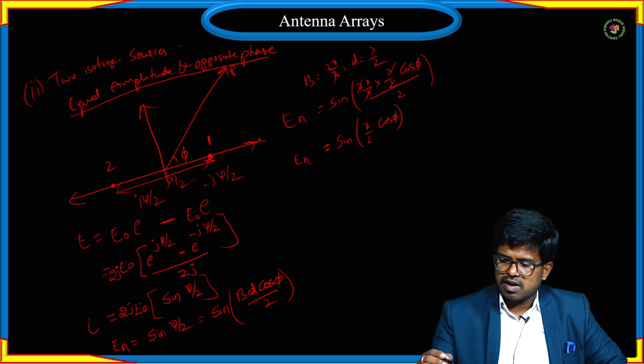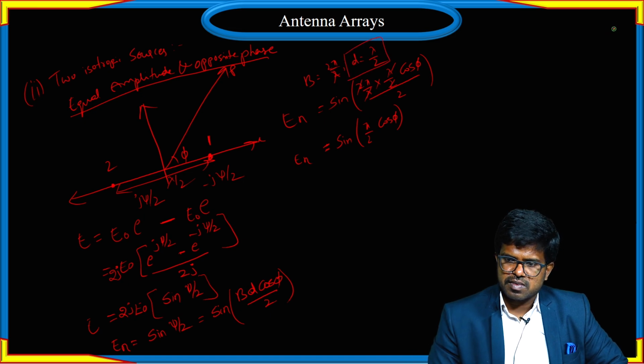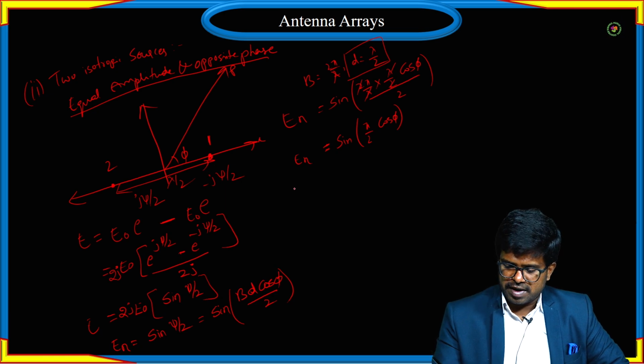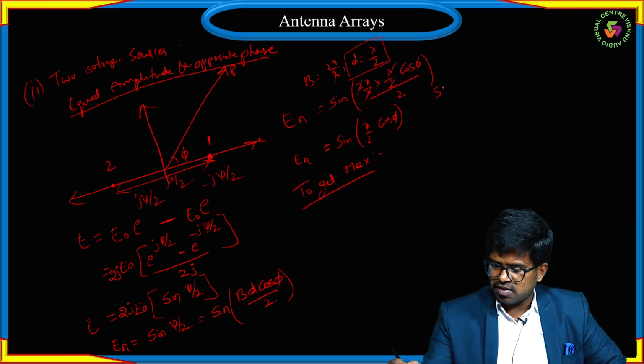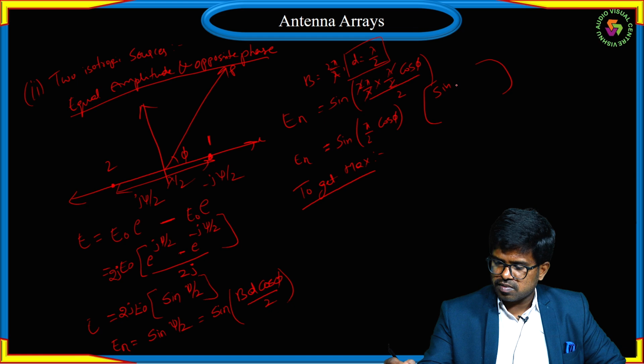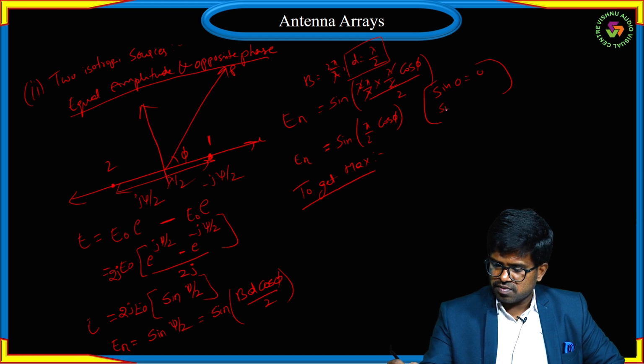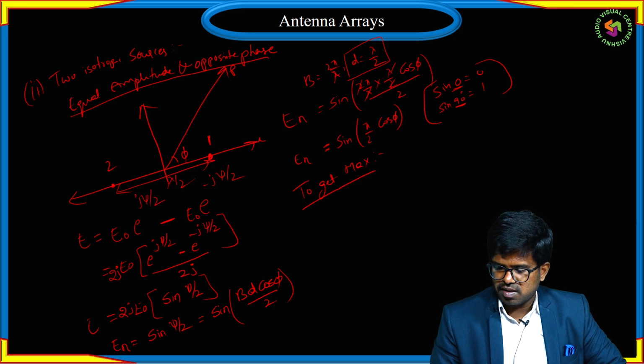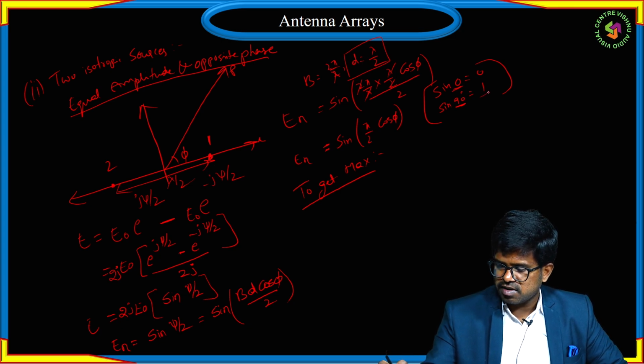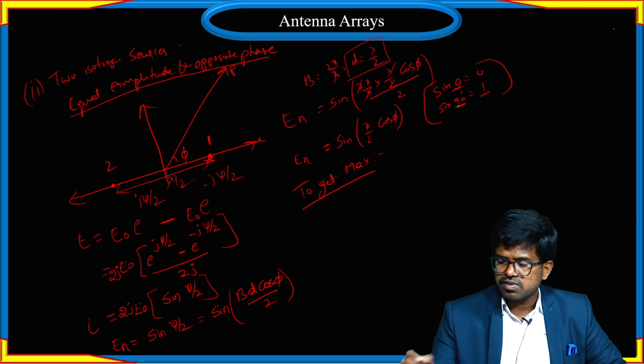Now this is for d equal to lambda by 2 distance. If you substitute some other d value, you will get some other equation. Now the next target is to get maxima and minima. And we know that sin of 0 equals 0, sin of 90 equals 1. So the bracket value should be equal to 0 to get minima, and the bracket value should be equal to 90 to get maxima. So to get maxima in the second case, we need to substitute this bracket value equal to 90 degrees.